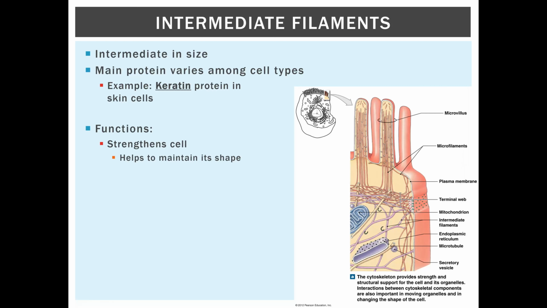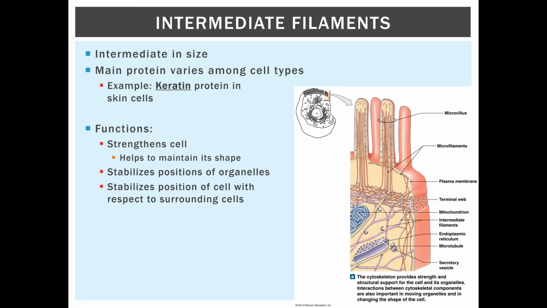The intermediate filaments help to strengthen the cell and to maintain its shape. It can also stabilize the position of the organelles inside the cell. It can stabilize the position of the cell with respect to surrounding cells. And it's one of the most durable of cytoskeletal elements. Because a lot of them are made of keratin, and keratin is one of the most durable proteins. To give you an example, your fingernails and hair are made out of keratin protein, and those can last long after the rest of the body has decayed.